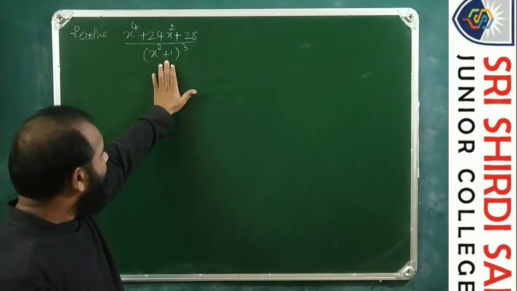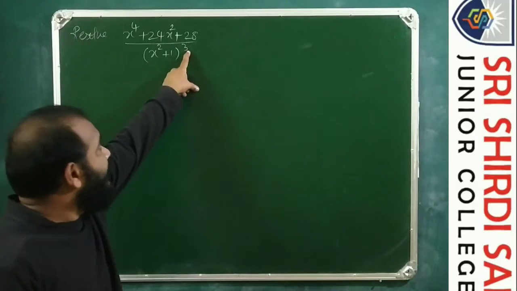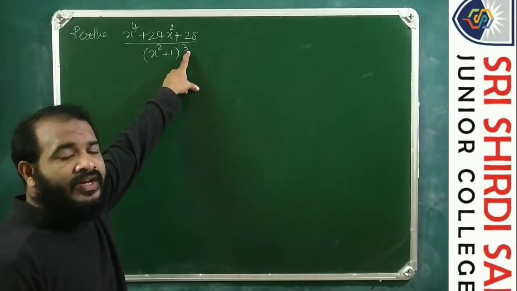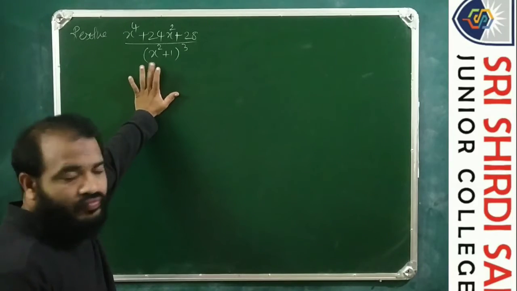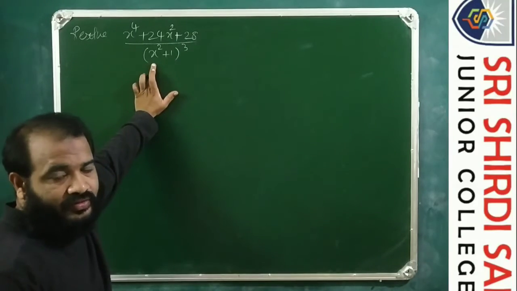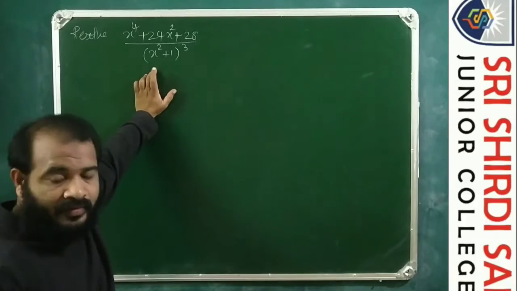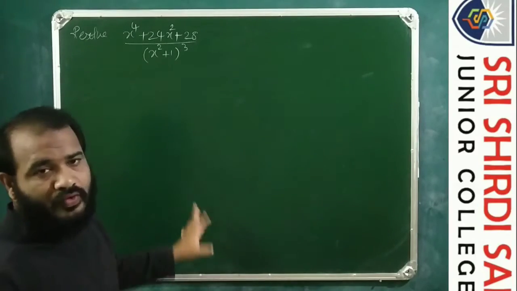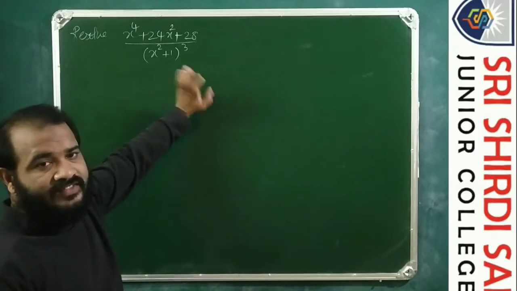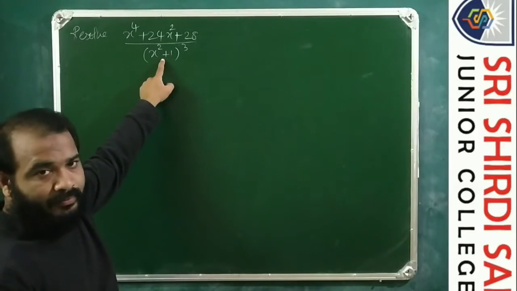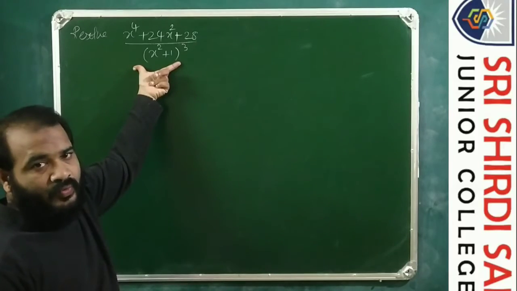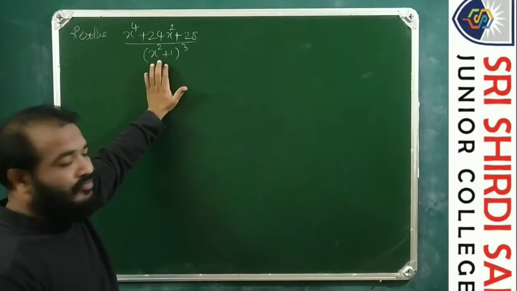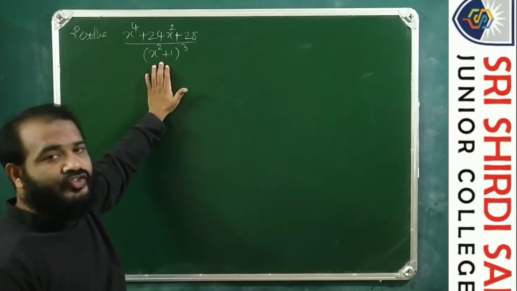And the denominator contains a repeated irreducible quadratic factor. This x square plus 1 has got no real roots. Moreover, b square minus 4ac gives us less than 0. B square is 0 square minus 4ac, minus 4 times 1. So this is minus 4, less than 0. So this quadratic factor is an irreducible quadratic factor.